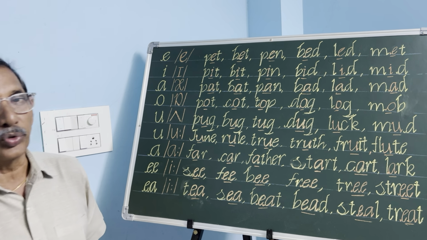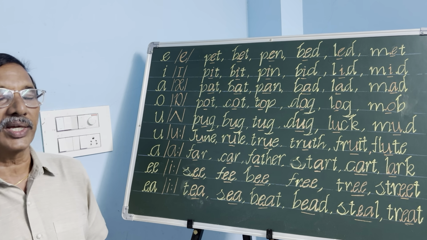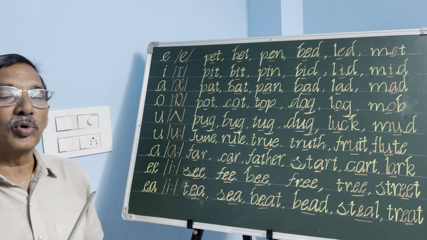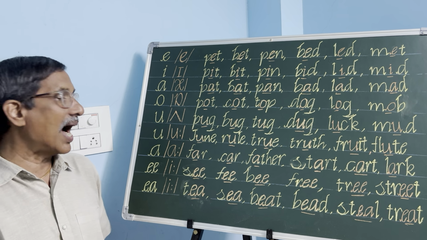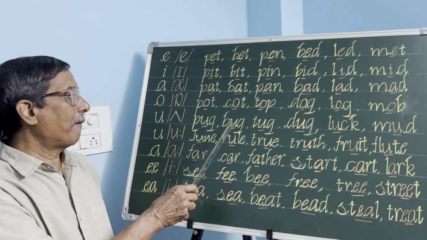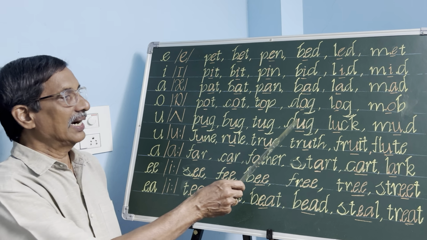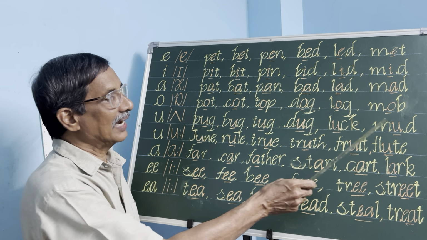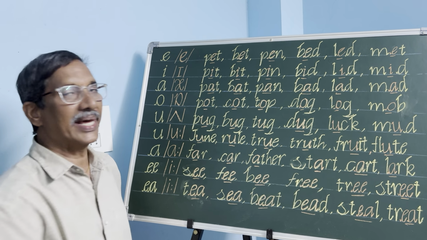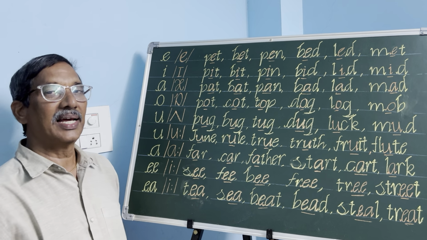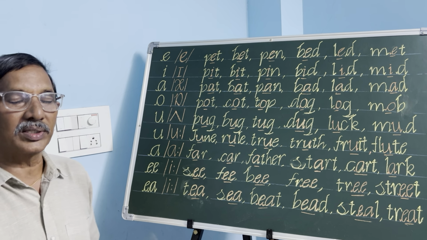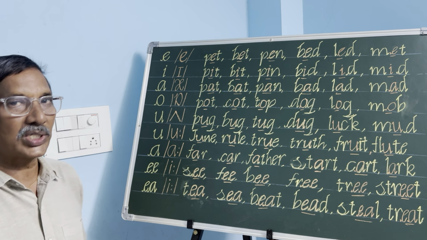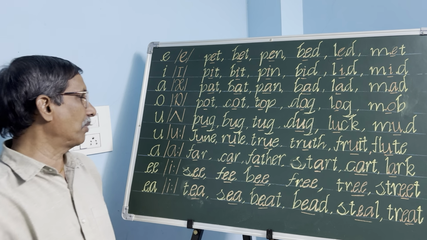Coming to U, the letter is U here, but the most frequently produced sound is A. See, pug, bug, tug, dug, lug, luck, mud, etc. Hut, nut, shut. The learners may give more words along the same lines.